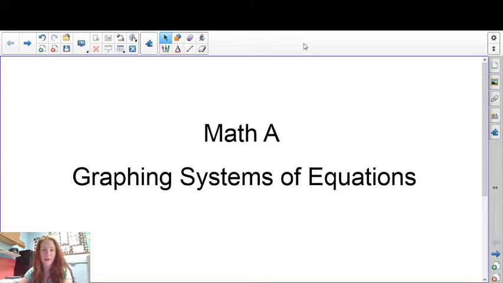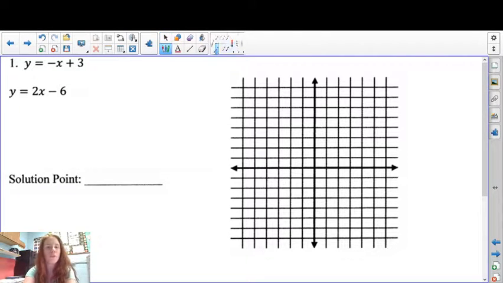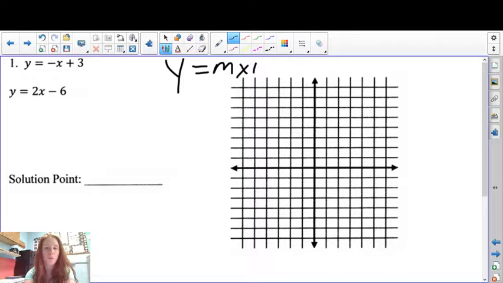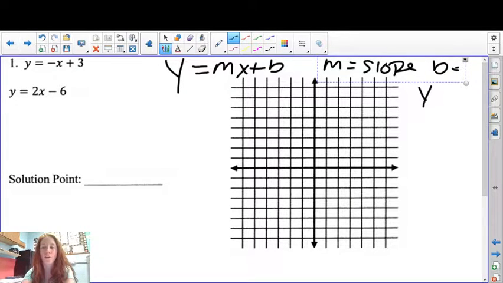Okay guys, we're going to go ahead and learn how to find the solution of 2 points based on graphing. So what we're going to do first is remember that to graph a line, I use the form y equals mx plus b, where m is the slope and b is the y-intercept, or where it hits the y-axis.